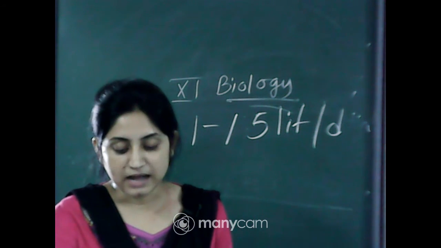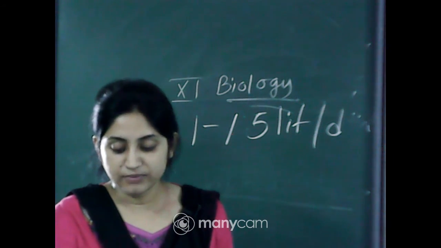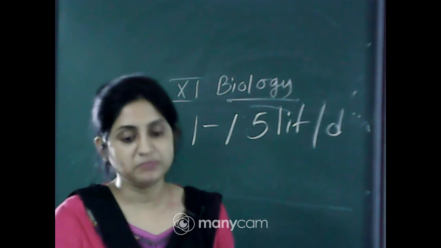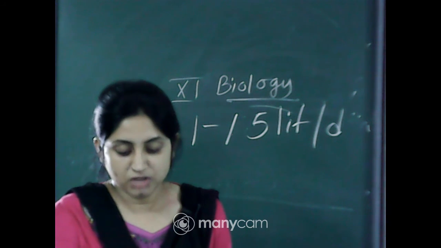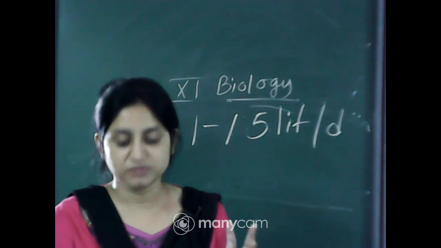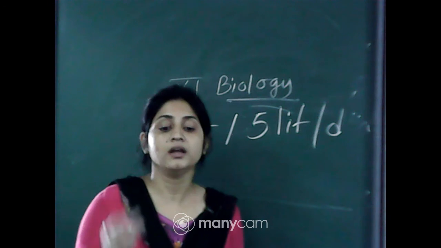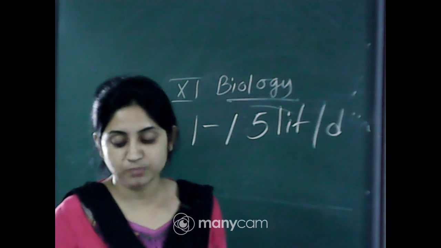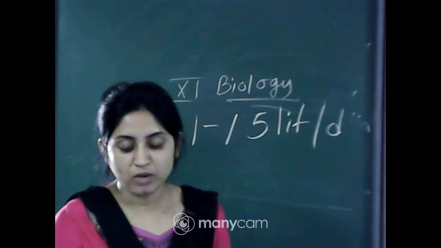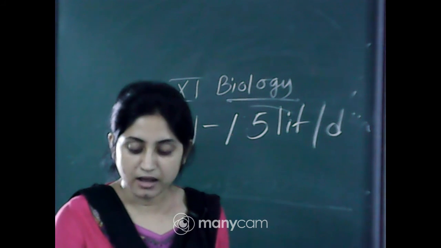The organs other than kidneys, the lungs, liver, and skin, also help in the elimination of excretory waste. Our lungs remove a large amount of CO2, about 18 liters per day, and significant quantities of water are also released by the lungs.